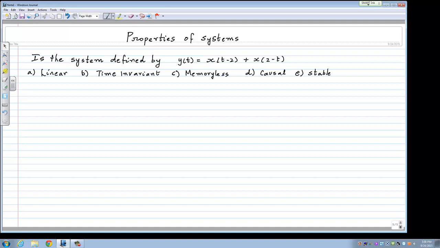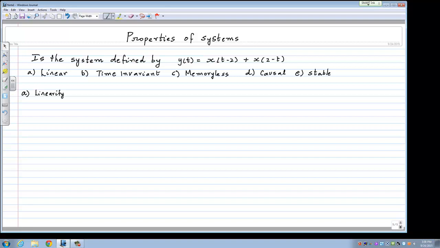So let's start with determining if the system is linear or not. So what's your intuition? Anybody thinks this is not linear? Okay, so we have some doubters, so we'll work through the problem to see whether it's linear or not.